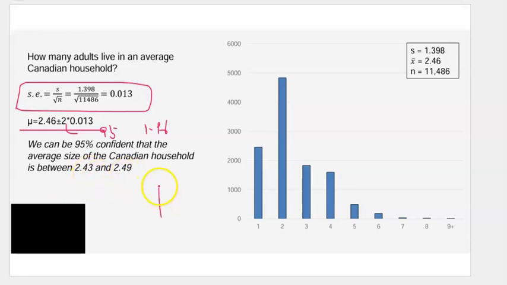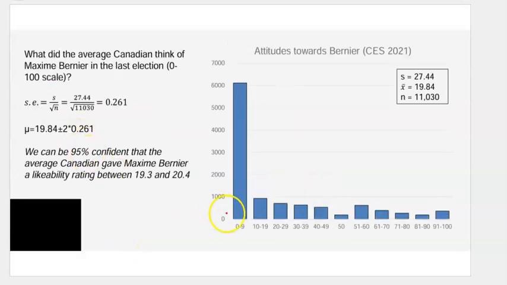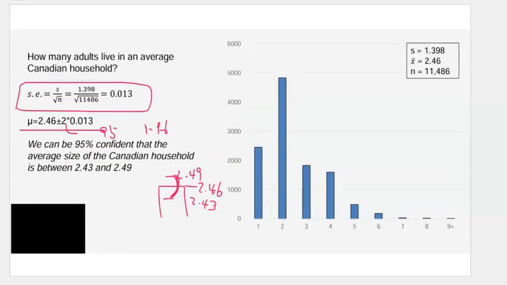If I want to make a kind of image, you will say this is 2.46, the average. The upper part will be 2.49, and the lower part will be 2.43. So we consider that this range is the same, with 2.46 as the mean. That is the margin of error. We consider that they are the same. Let me see here, is it not the same? Yeah, it's not the same.